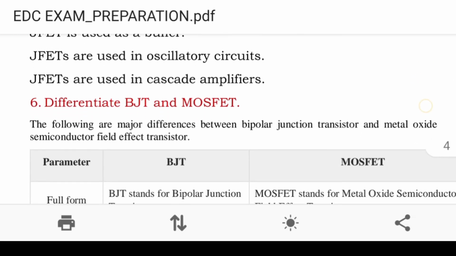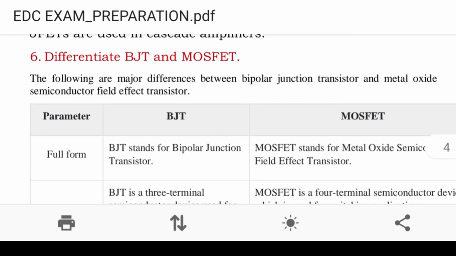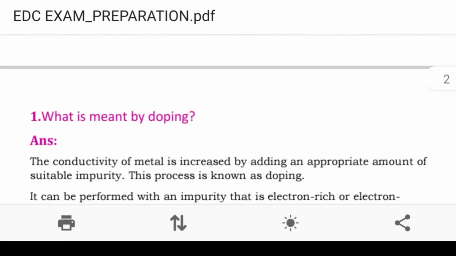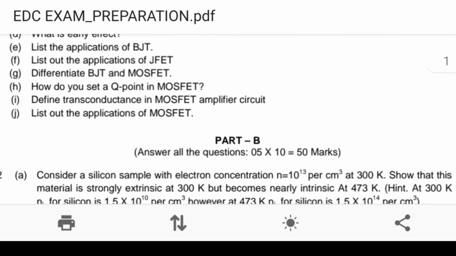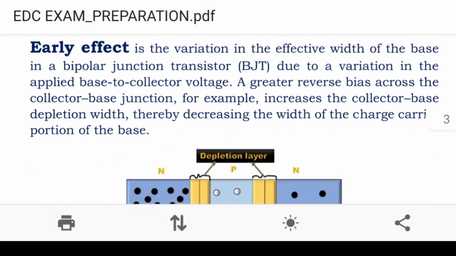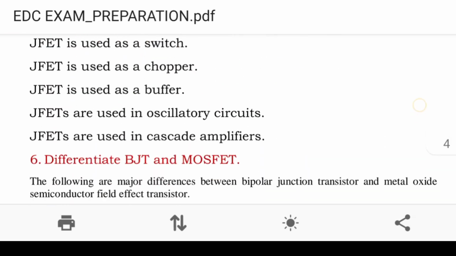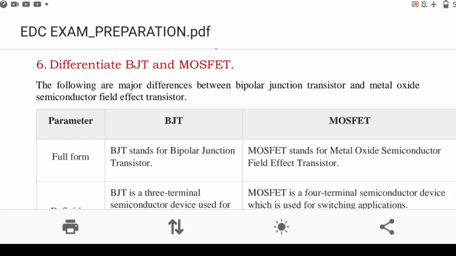Next, another question: differentiate BJT and MOSFET. What are the differences? You can see here in the previous question paper what they asked, question G1: differentiate BJT and MOSFET, 2 marks. Let us go for the differences. If you write at least 4 points, you will get 2 marks. Differentiate between BJT and MOSFET.